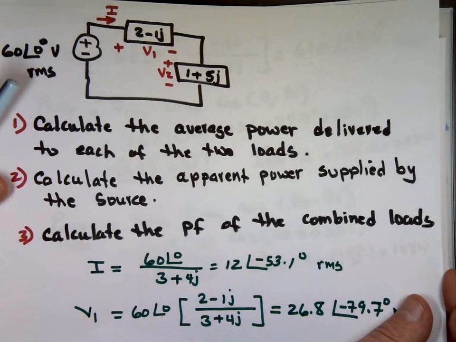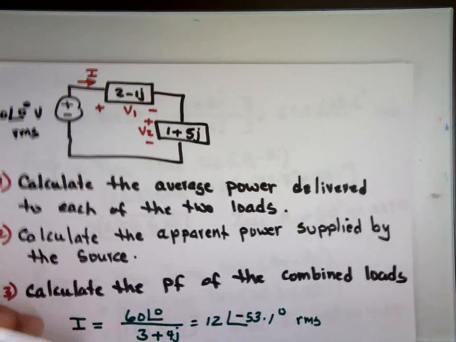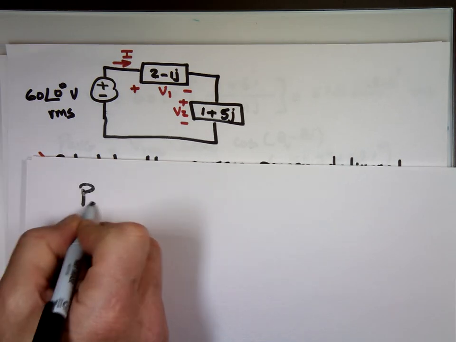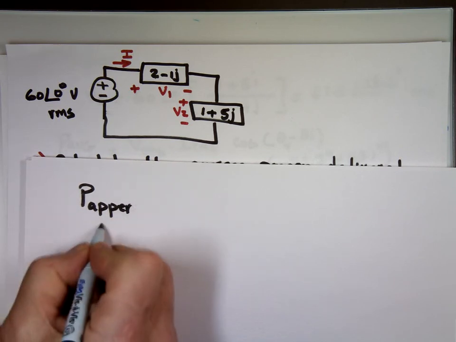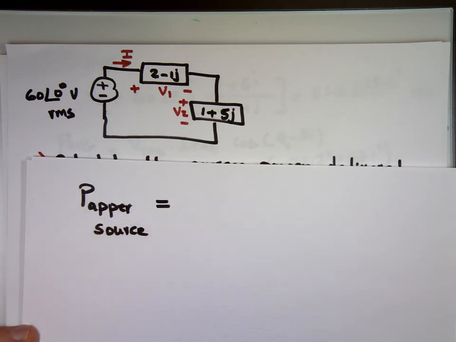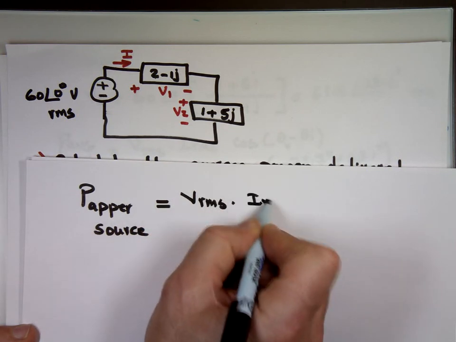Now, the second question: calculate the apparent power supplied by the source. The apparent power by the source, that's this guy. I'm going to write that P apparent. How much power is the source supplying? The definition of apparent power is VRMS times IRMS. That's it. There's no cosine of theta V minus theta I.